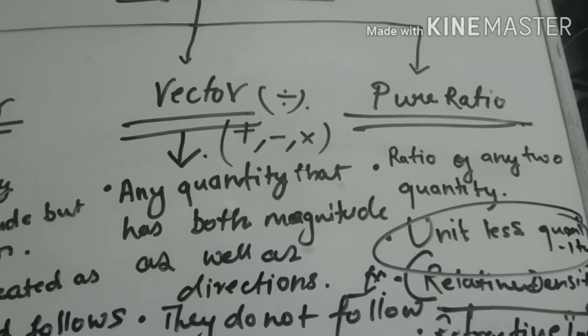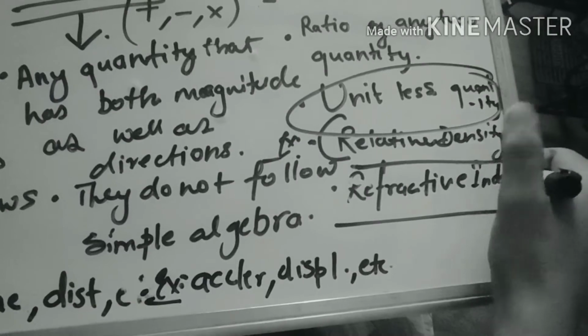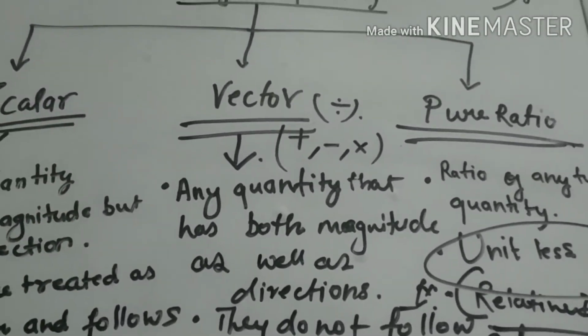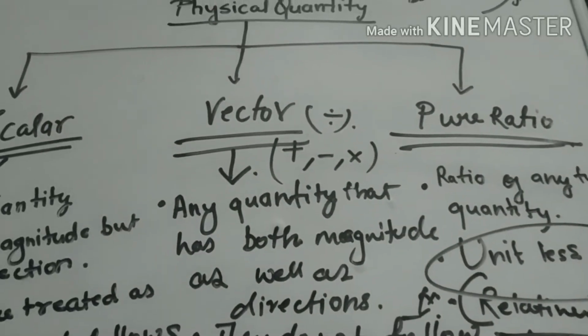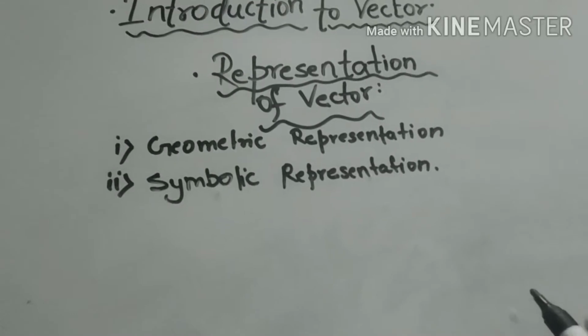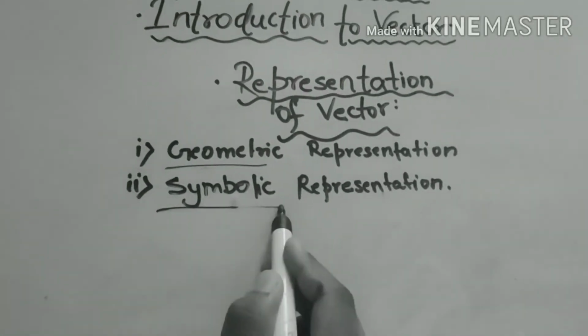It is a unitless quantity because it is defined as a ratio, and a ratio does not have any unit. An example is relative density and refractive index. So now let's move on to the representation of vectors. First, a vector can be represented geometrically, and second, it can be represented symbolically.